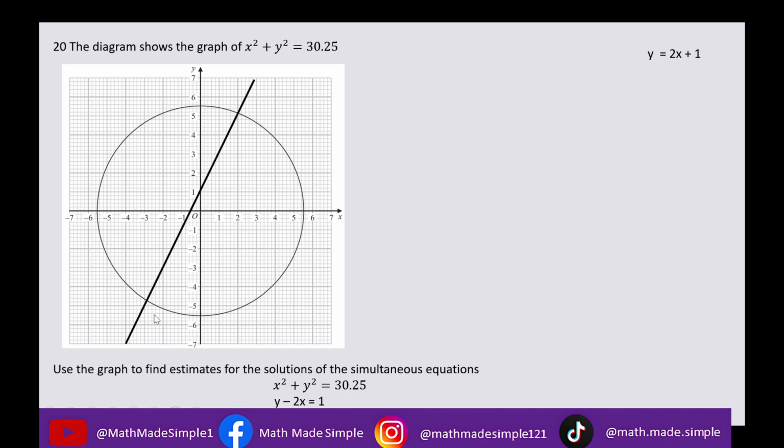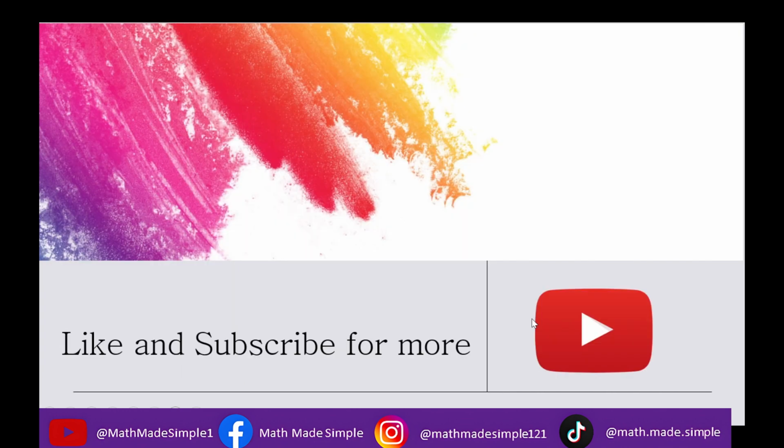So I've plotted the graph y equals 2x plus 1, and where they intersect, those are the values, so I can read the x and y. So it'll be 2.1, 5.1, and here it's minus 2.9, minus 4.7. Those are the answers.